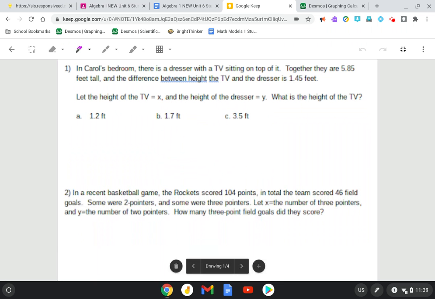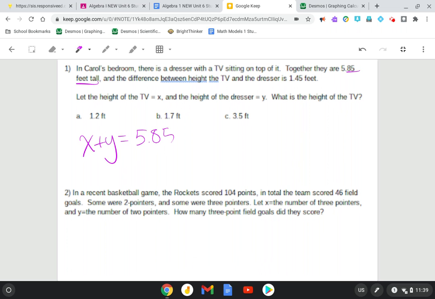In Carol's bedroom, there's a dresser with a TV sitting on top of it. Together, they are 5.85 feet tall, and the difference between the height of the TV and the dresser is 1.45 feet. Let the height of the TV equal x, and the height of the dresser equal y. What is the height of the TV? So this is a pretty basic system of equations. It says together they add up to 5.85 feet tall. That means that x plus y equals 5.85.